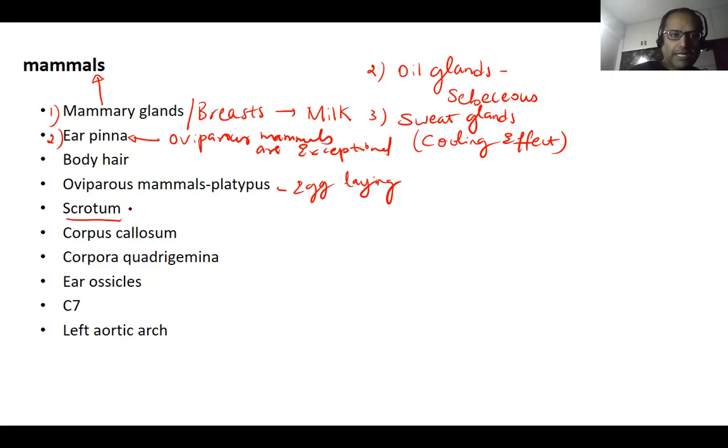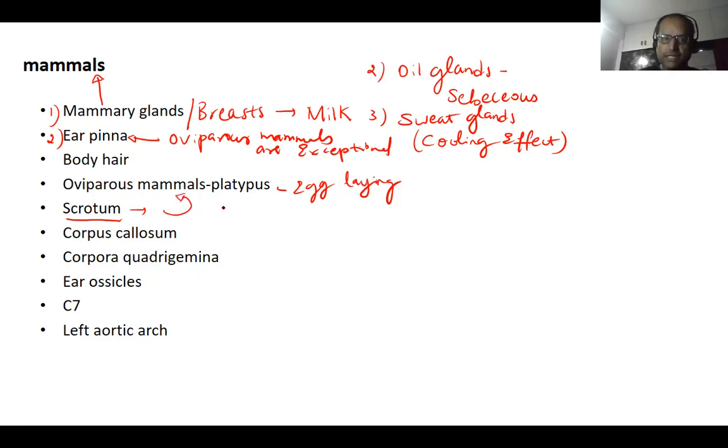Scrotum is a pouch where the testis is located. The testis is usually located outside the body, outside the pelvic region, in a pouch called the scrotum. The scrotum gives protection for the normal spermatogenesis process. Again, the question comes: there are some exceptional cases where the scrotum won't be there. Please make a note of that.